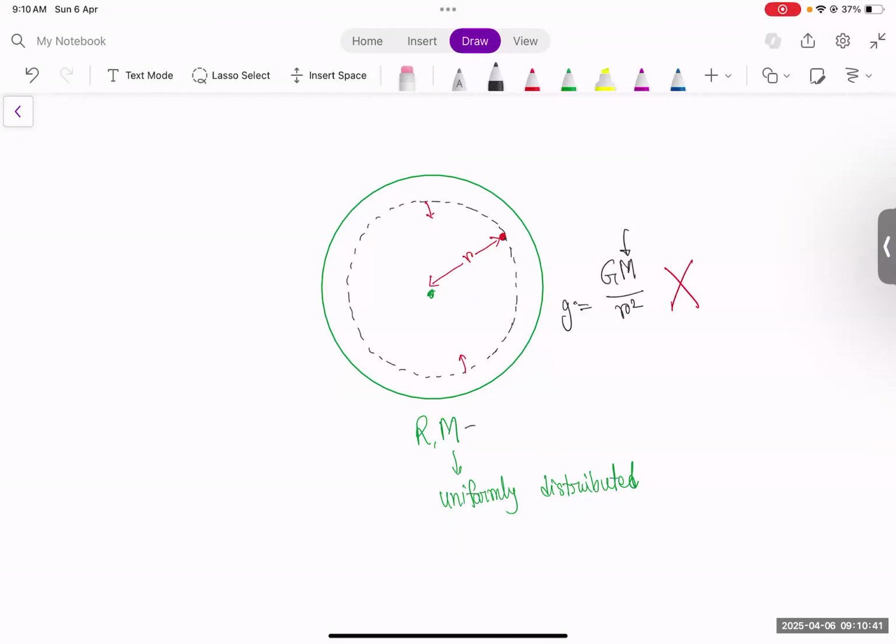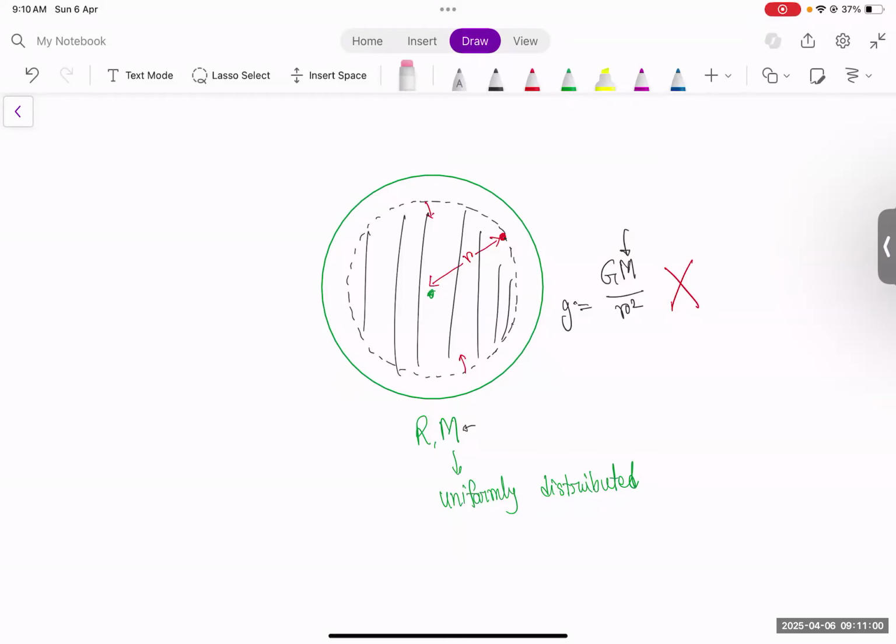Okay, remember what M is. M is the mass of the whole thing, but we don't need the mass of the whole thing. We just need the mass of this part. How do we find the mass of this part? Well, remember we have uniform density, so it's not a big deal to find the mass of this part.